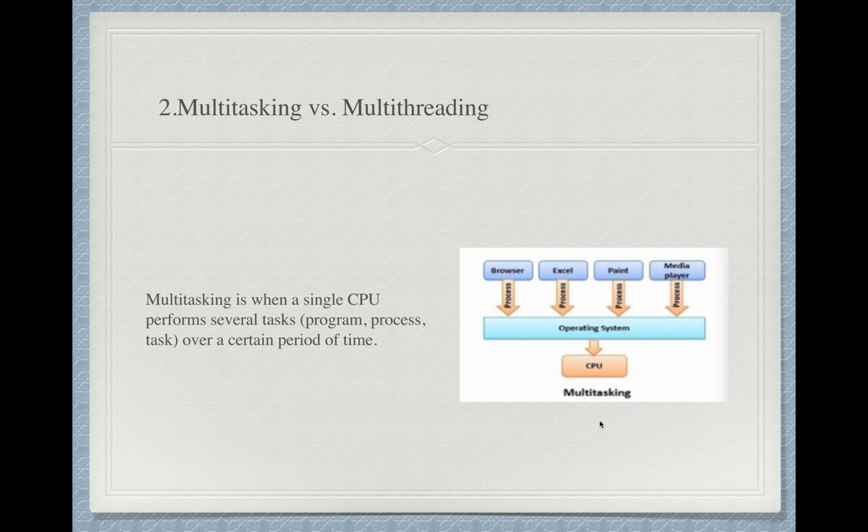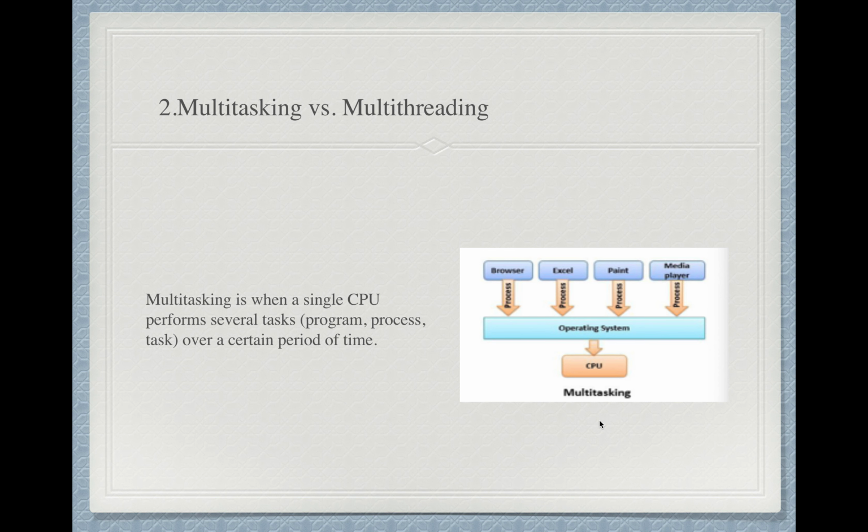Let's talk about multitasking and multithreading. Multitasking is when a single CPU performs several tasks, for example, program processes, over a certain period of time. To perform multitasking, the CPU switches among these tasks very frequently so that the user can interact with each program simultaneously. The resources of the process, like memory and CPU time, are allocated to it via the operating system.